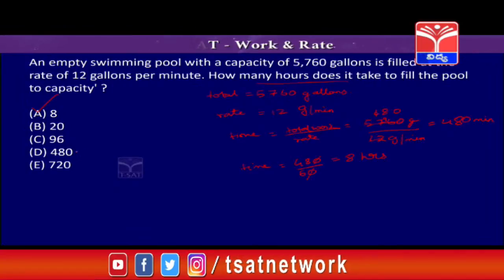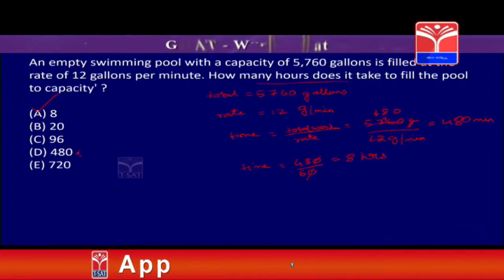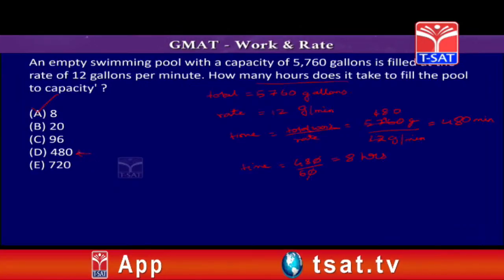They also give the answer option in minutes. If it were asked in minutes, 480, to confuse you. So we just need to be careful and see what the question is asking. Let's look at another question.